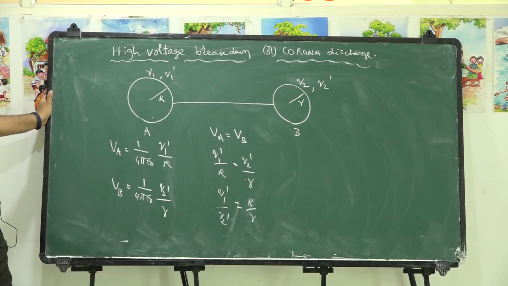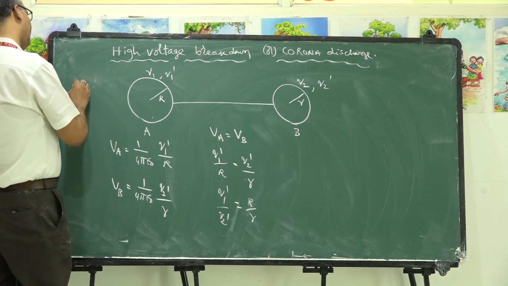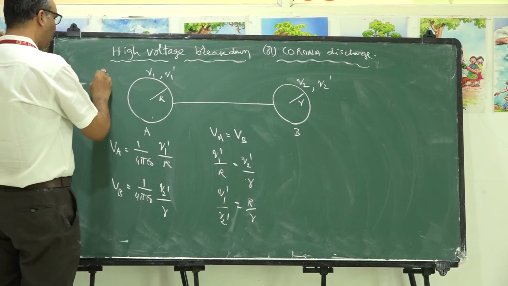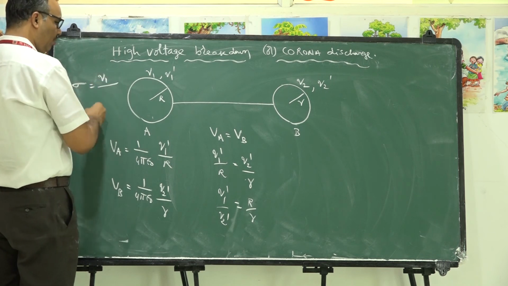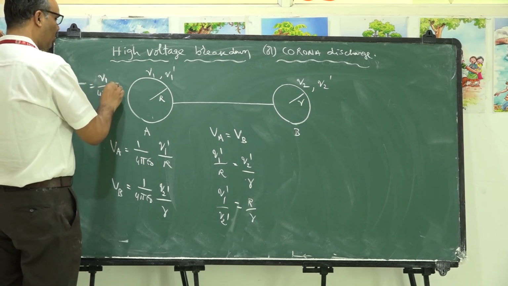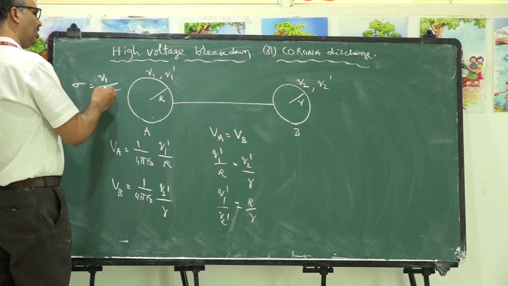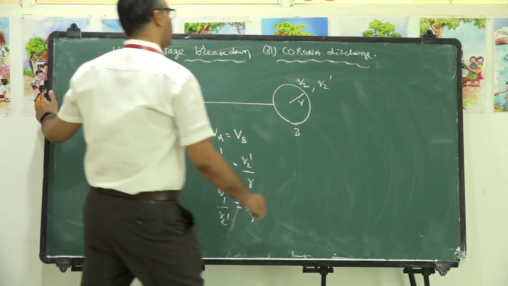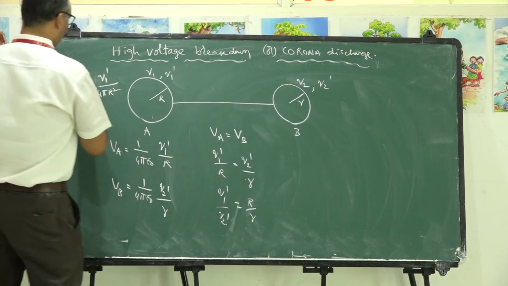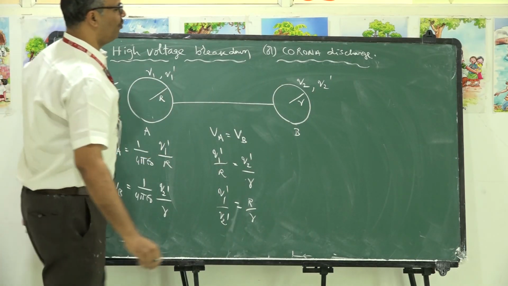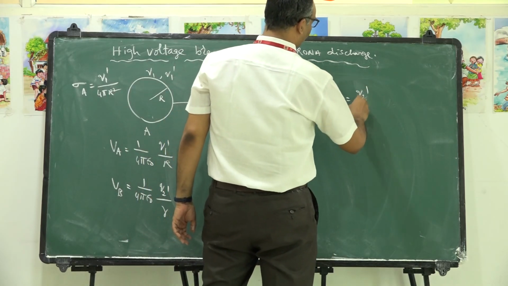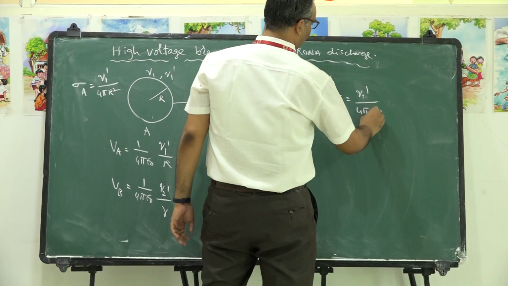If I take the ratio of surface charge densities, what do you mean by surface charge density? Surface charge density is nothing but charge residing over unit area. Initial surface charge density is Q1 by 4 pi R square. Final surface charge density means Q1 dash by 4 pi R square. So this is the surface charge density on the first sphere. Surface charge density on the second sphere is given by Q2 dash by 4 pi small r square.